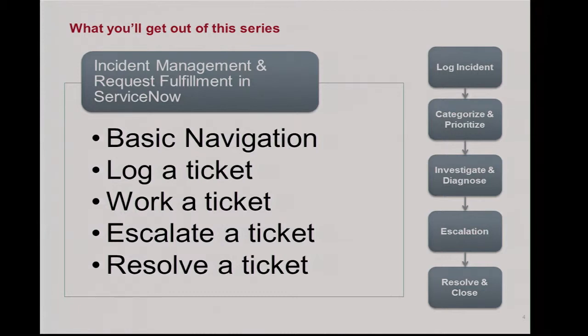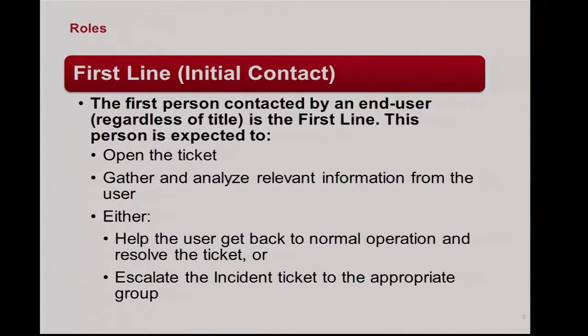Before we go into the tool, let's talk for a moment about roles. There are 3 key roles in the incident management process. The first is the first line. Who is the first line? The first line is the initial contact, that first person, regardless of their title, who is contacted by an end user, by a customer, who says, I need something, or I have a problem.